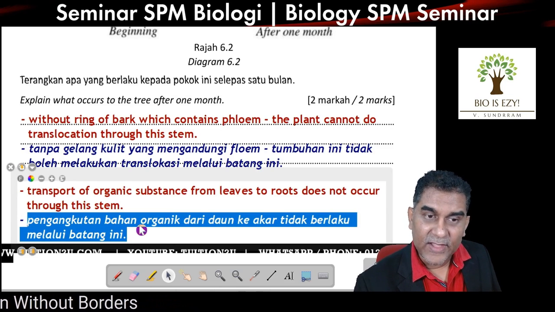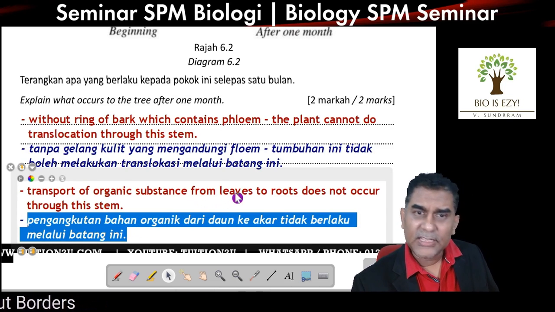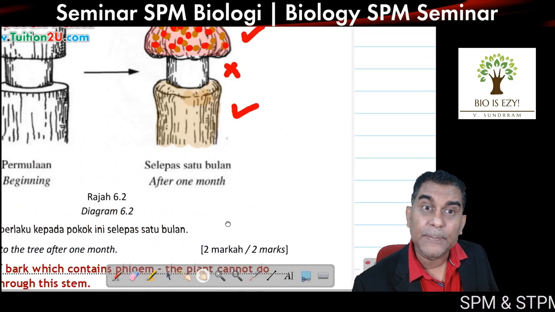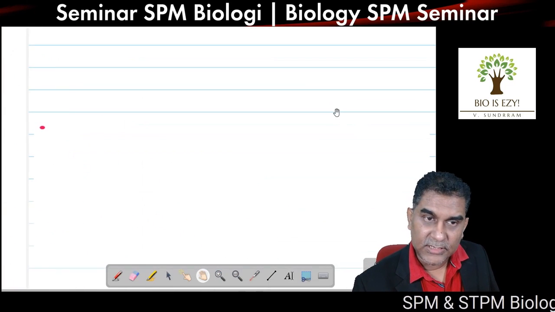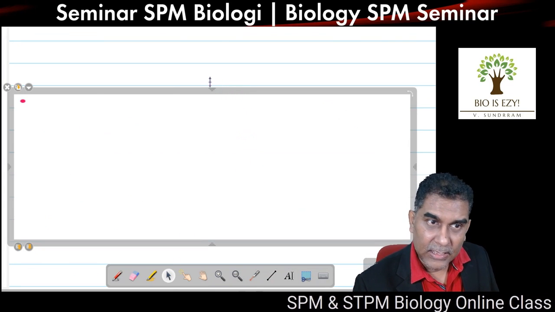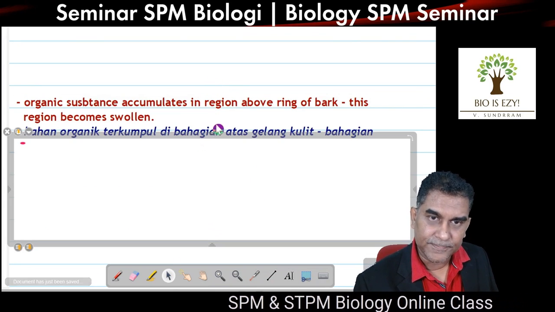So, we are defining translocation. Opposite answer. If it doesn't happen, what happens above and below? That's the next 2 sentences. What happens above? Swollen, accumulation of sucrose.